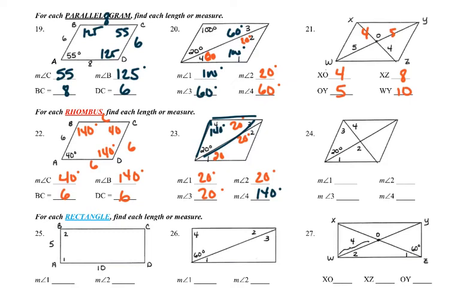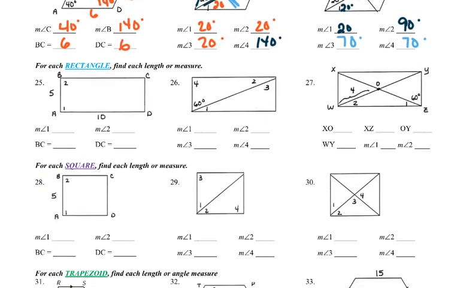This is the same one again with the 20 degrees for angle 1. Remember that the diagonals of a rhombus are perpendicular, so that's 90. And remember that this was 140, so when it gets cut in half, 3 and 4 are 70 and 70. Rectangle has all 90-degree angles, so that's nice, 90 and 90, and then the sides opposite are equal, 10 and 5.